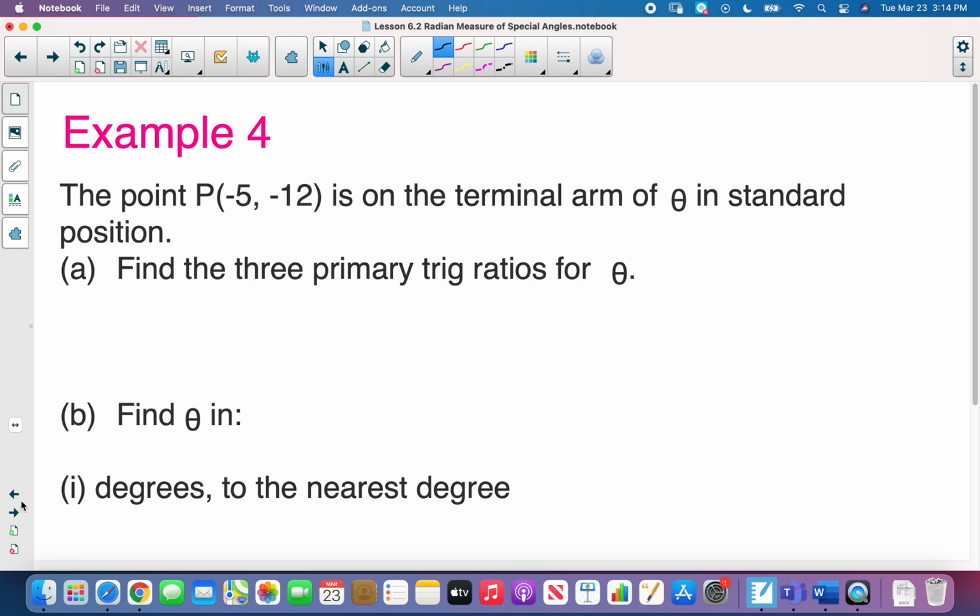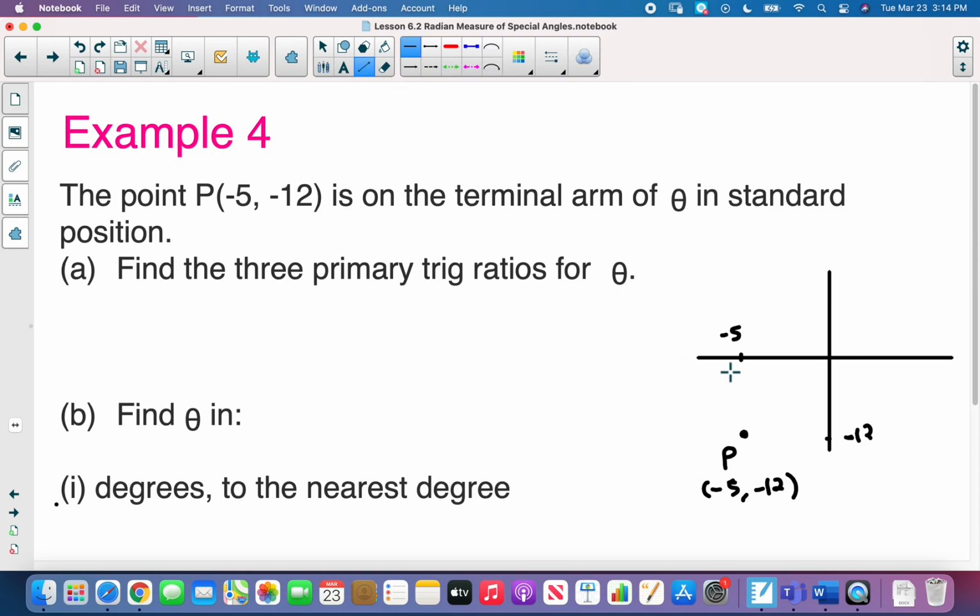Okay, point P, negative 5, negative 12 is on the terminal arm of theta in standard position. Find the 3 primary trig ratios for theta. So we need to locate that point. Let's draw our grid. And where is negative 5, negative 12? So let's say this is negative 5 and this is negative 12. The point will be somewhere here, right? Negative and negative. This is our P. So our angle is here.